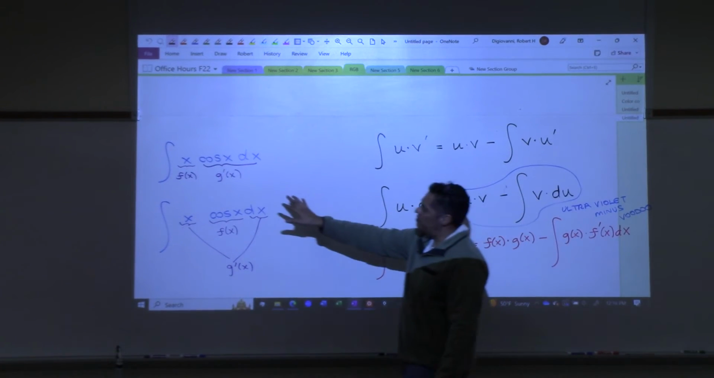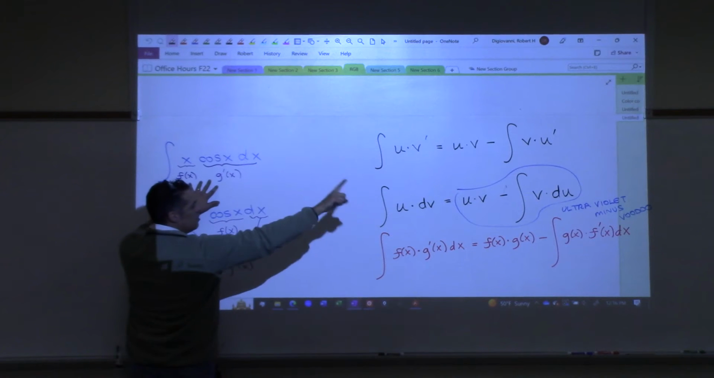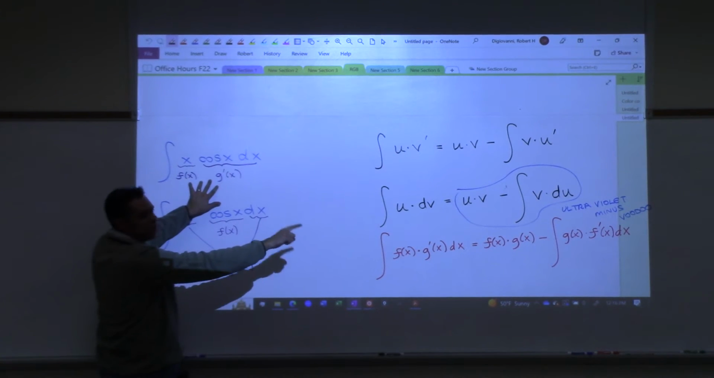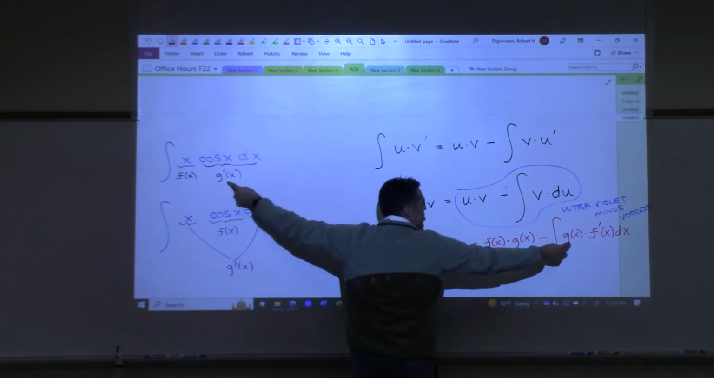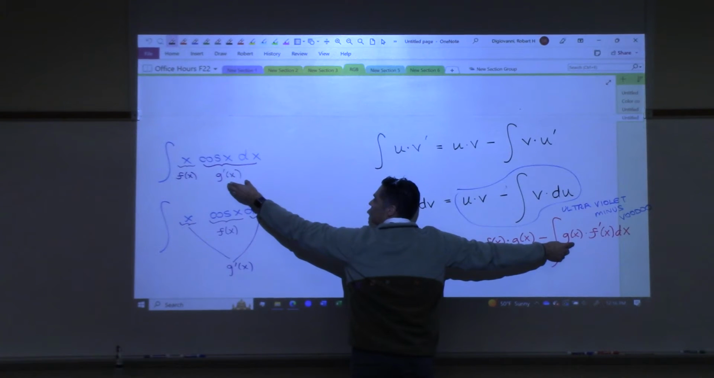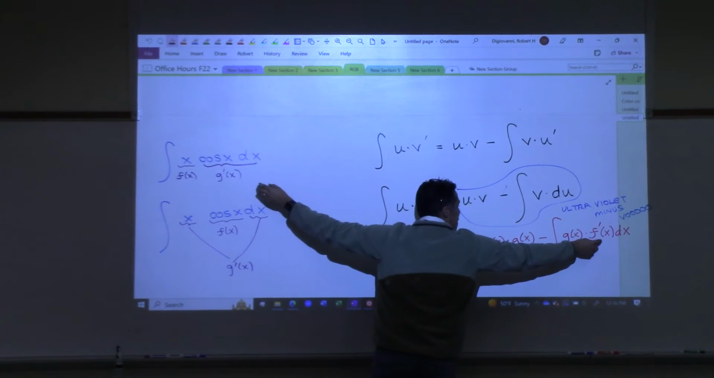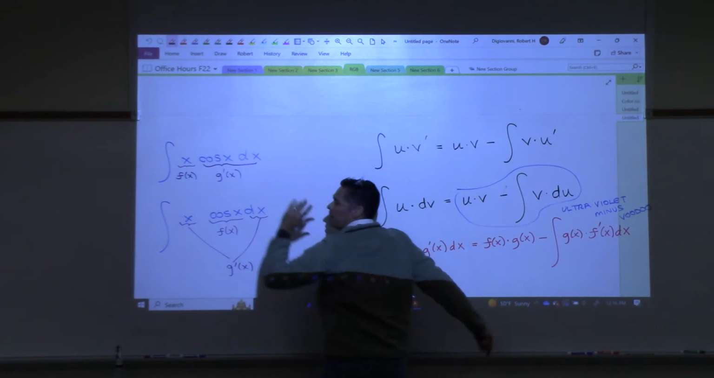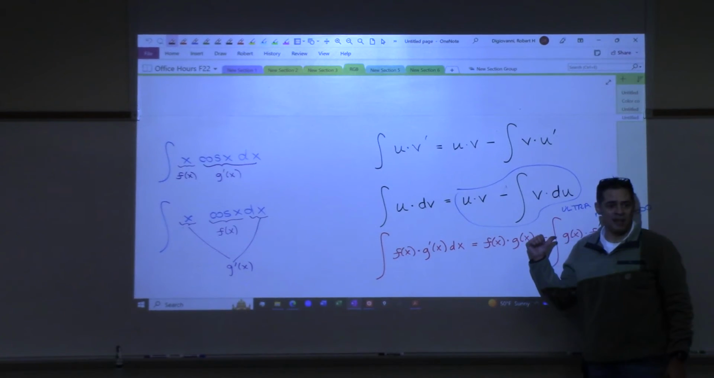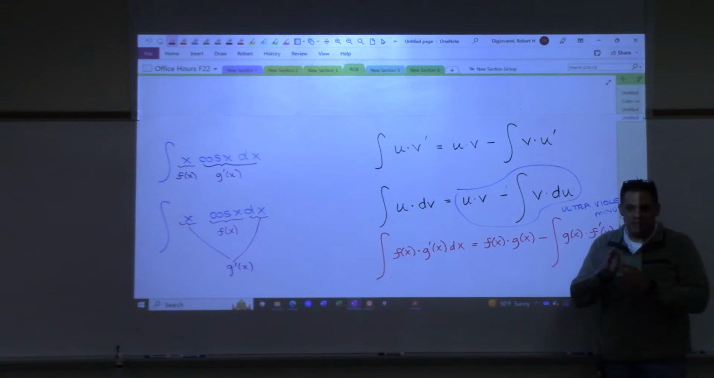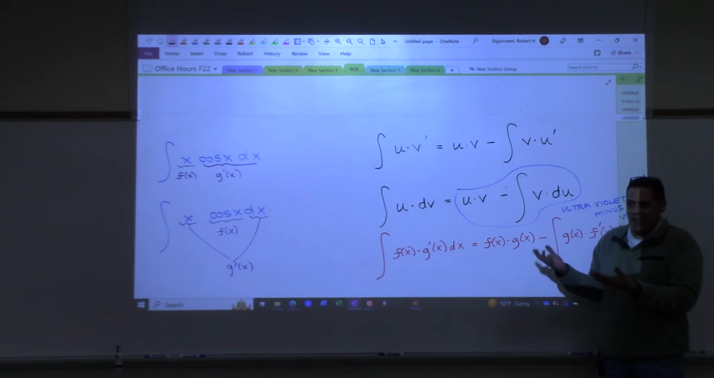So if I do this, in that new integral, I'm going to see g, not g prime, right? I'm going to see g. What is g? Sine x. I'm going to see f prime. What's f prime? 1. So that new integral is just sine x. Yeah. Good. That's what I want. Sine x. That's a nice integral.